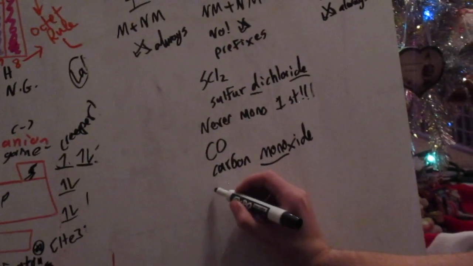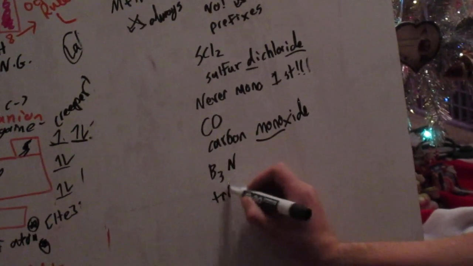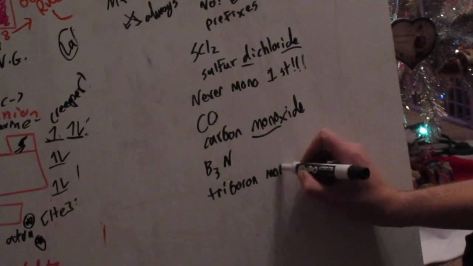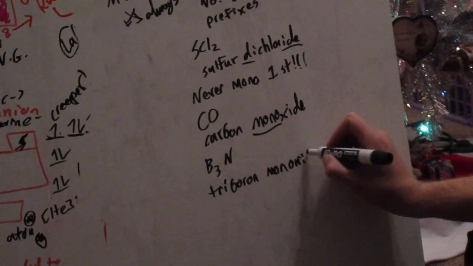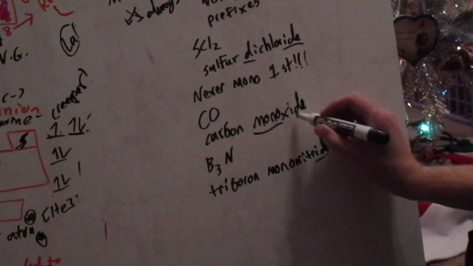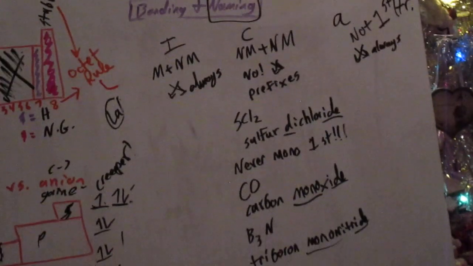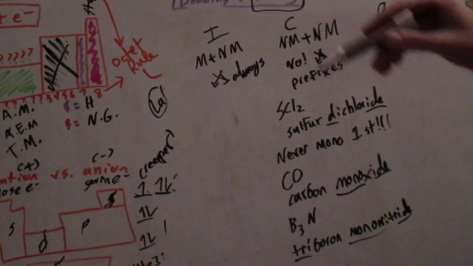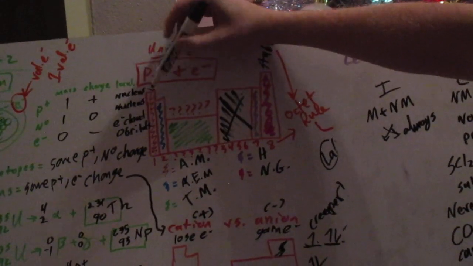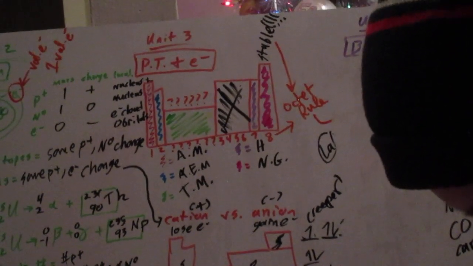Going back to here, just so we can see it, I'm going to do B3N. This will be triboron mononitride. Okay, so again, ide, mono. With these, anytime you have words, you want to get the charges. Going back over here, just to review the charges a little bit, and I'm actually going to make a little note for myself that I'm talking about charges at this point.